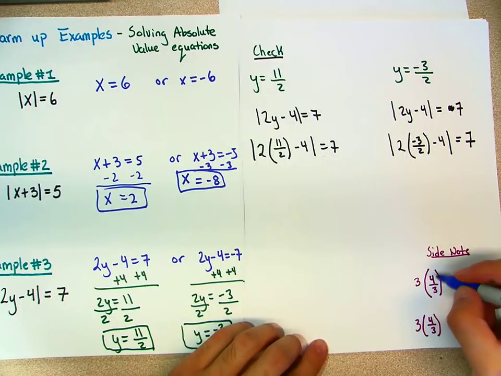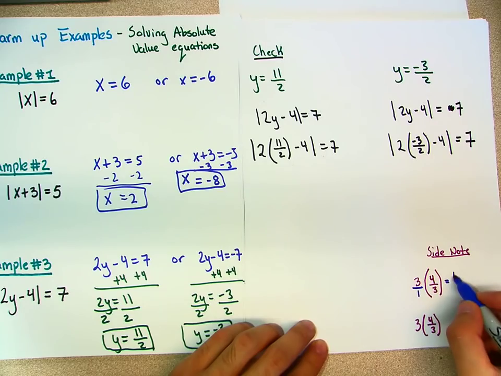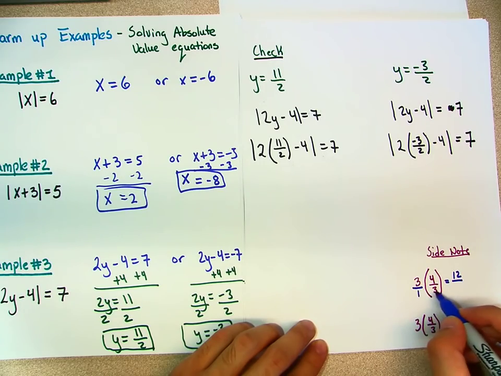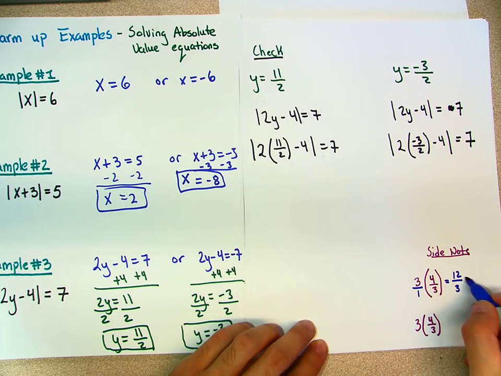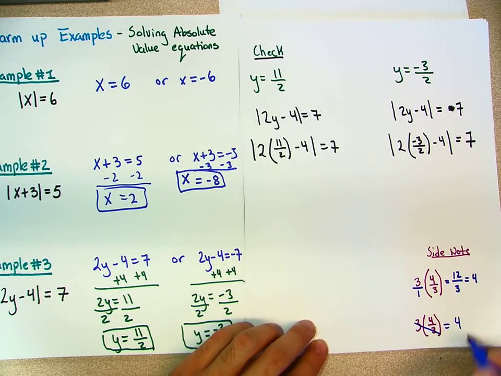Very simply, as a side note, if I say, what is 3 times 4 over 3? Well, what you do is, you put this over 1. What's 3 times 4? It's 12. 1 times 3 is 3. 12 divided by 3 is 4. Notice you just get the numerator. Here, when the denominators are the same, you could just cancel and just say it's 4.